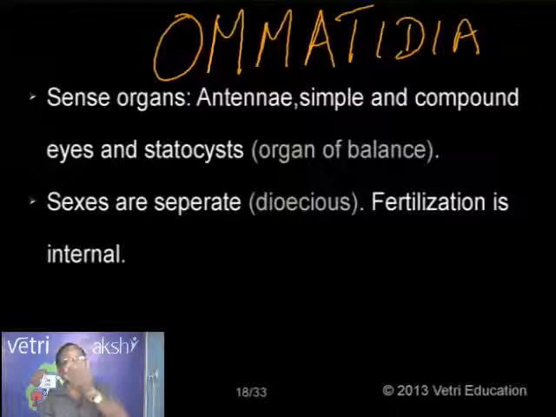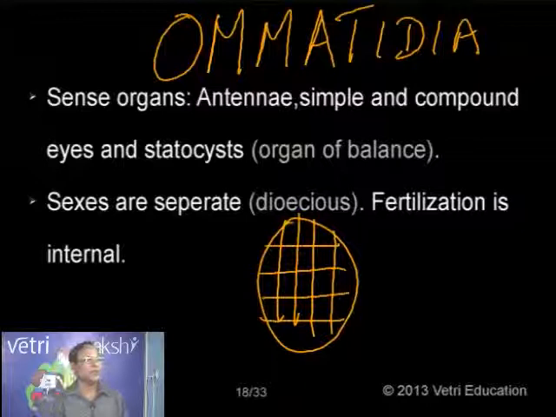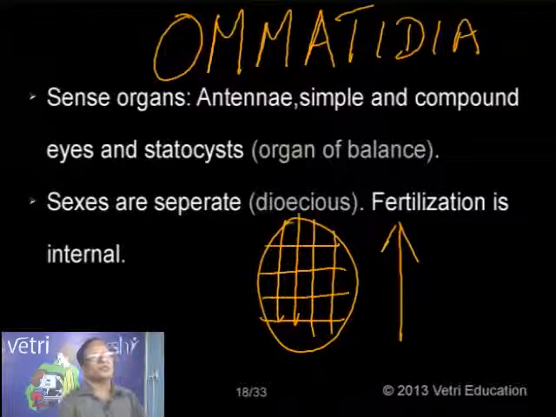But in the case of animals such as insects, they have a compound eye made up of many units. Suppose you make a section, this is actually a compound eye made up of many units. Each square represents a unit. Normally, the animal receives the image when an object is in front of the compound eye.